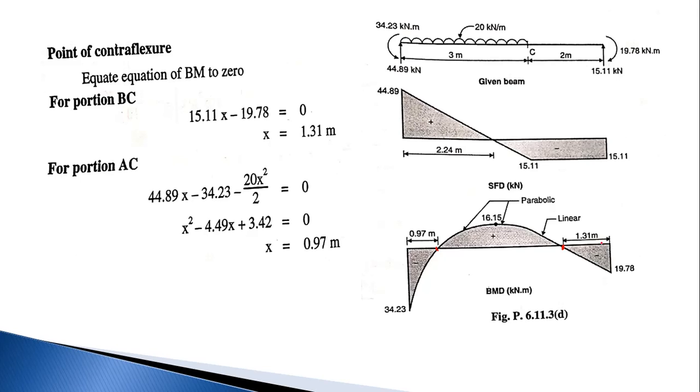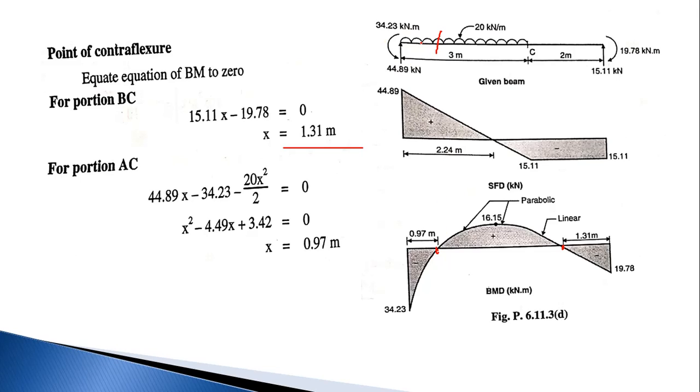So 15.11, consider this distance as x. 15.11 x minus 19.78 is equal to 0. There is no load, so 15.11 is RB into x and directly minus 19.78. So x becomes 1.31.